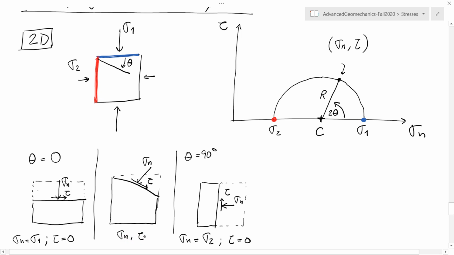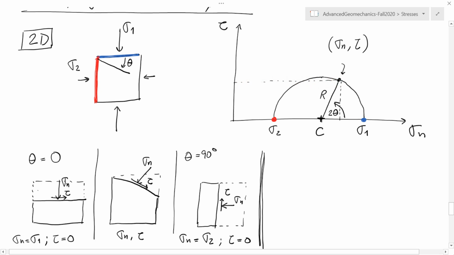And now sigma n is not going to be 0 and tau is not going to be 0 either. What's the value? That's what we're going to solve right now. But that's a physical interpretation. Okay, this is actually quite easy from the 2D Mohr circle. Sigma n is just going to be the projection of this point on the x-axis, and tau is going to be the projection of this point on the y-axis.